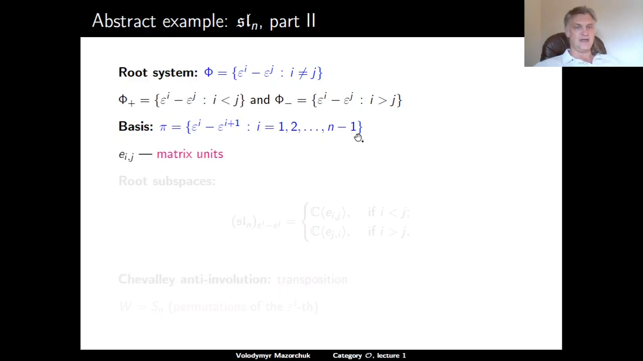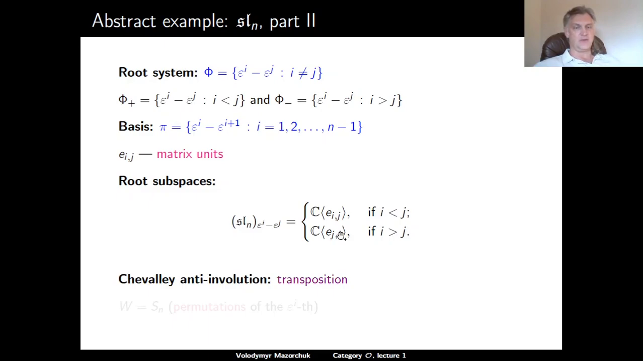So if we denote by Eij the usual matrix units, which is a matrix where you have the entry in the i's row and j's column equal to 1 and the rest is 0, then we have the following natural description of root subspaces. The root subspace for SLN for the root epsilon i minus epsilon j is a linear span of Eij if i is less than j, and is a linear span of Eji if i is bigger than j. So this distinguishes positive and negative roots. And the Chevalley anti-involution on SLN is just the usual transposition.